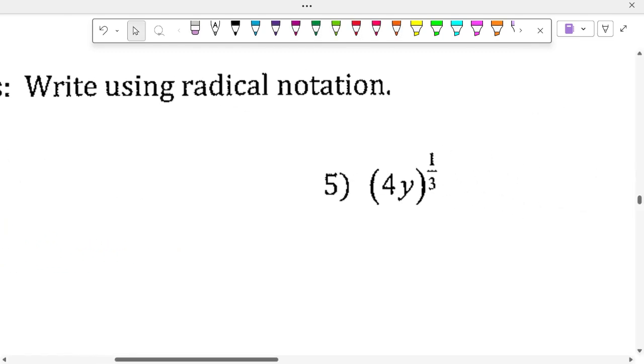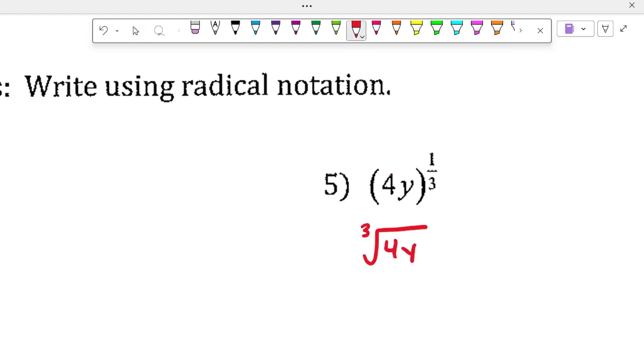So this one would be the cube root of 4y because it's within the parentheses. So we can apply the power rule. This would be the same thing as 4 to the 1/3 over y to the 1/3, which we can just put both underneath the radical.